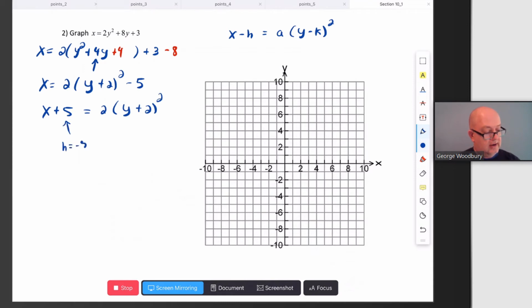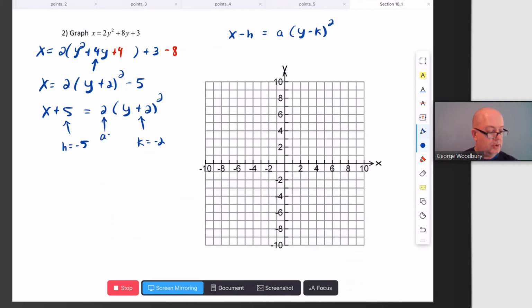H is negative 5, k is negative 2, because those are the values being subtracted from x and y. X plus 5 is the same as x minus negative 5. Y plus 2 is the same as y minus negative 2. That's how we figure out h and k.